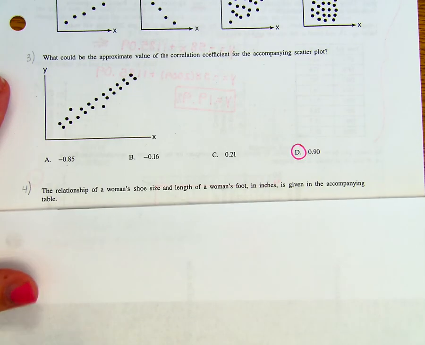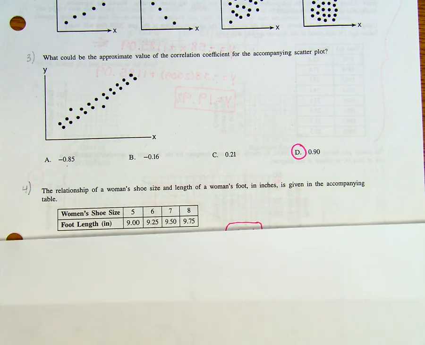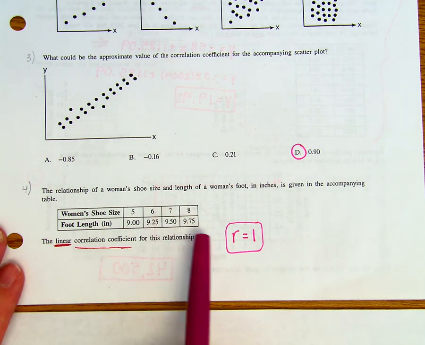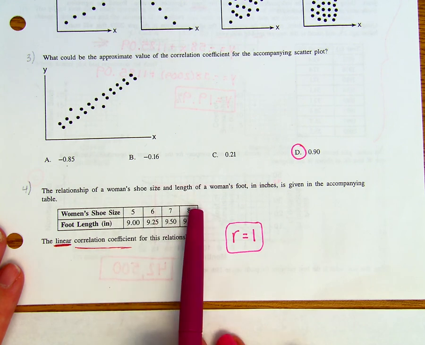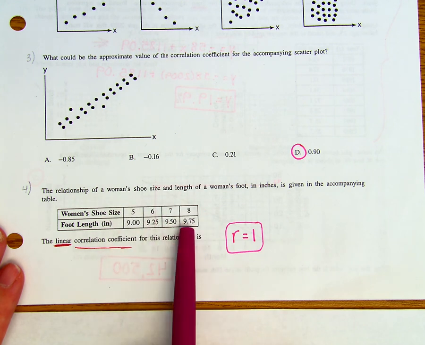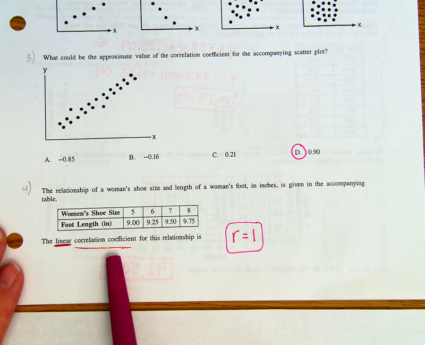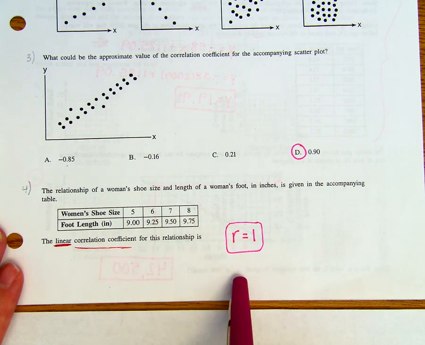The next question says the relationship of a woman's shoe size and length of a woman's foot in inches is given in the accompanying table. So they give us a table here. They want us to find the linear correlation coefficient. So that's our R value. So what we would have to do here is plug this into our calculator for L1, plug this into our calculator for L2, find our linear correlation coefficient by doing a linear regression, option 4, and then finding the R value. And remember that if you do not have your R value coming up on your screen, you need to turn your diagnostics on.